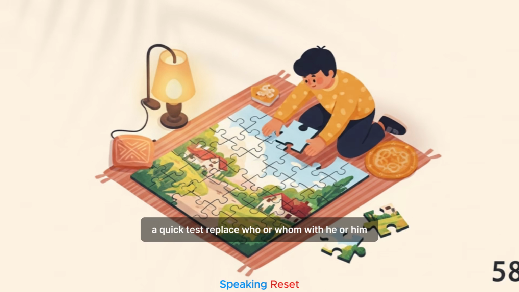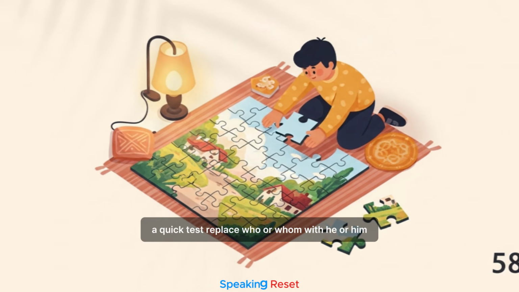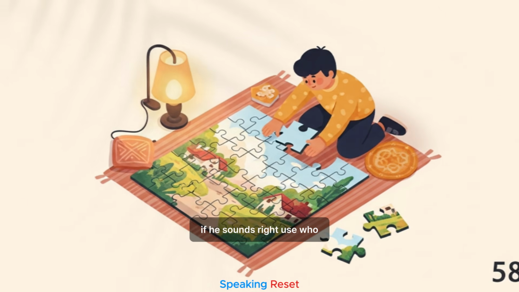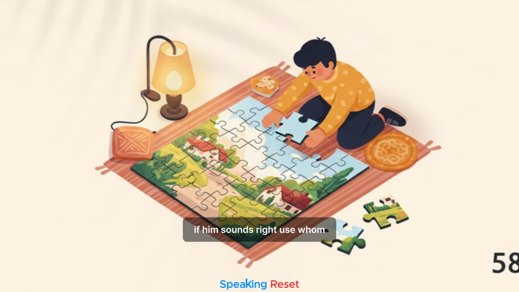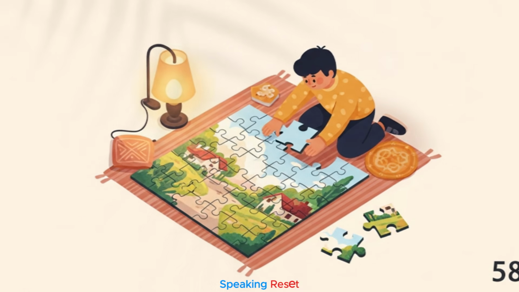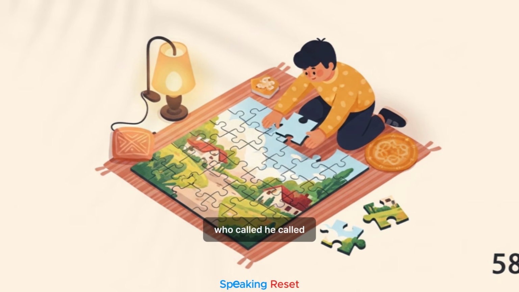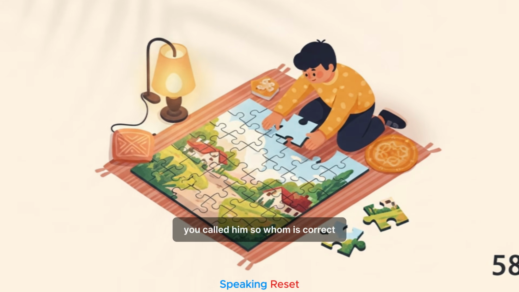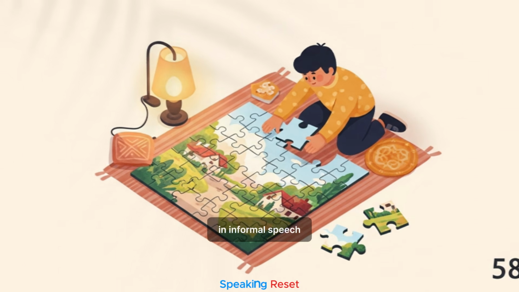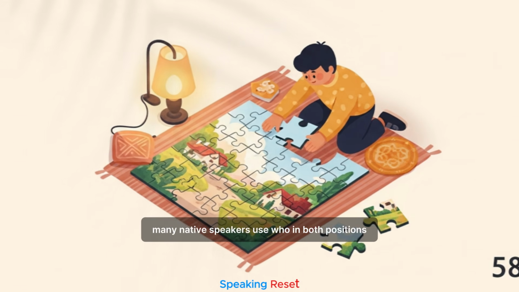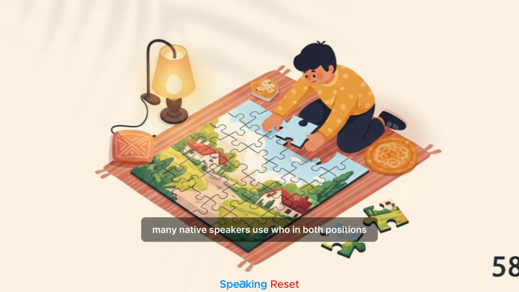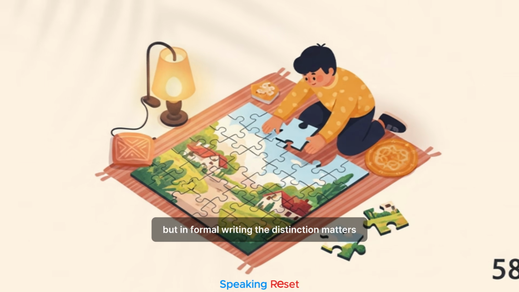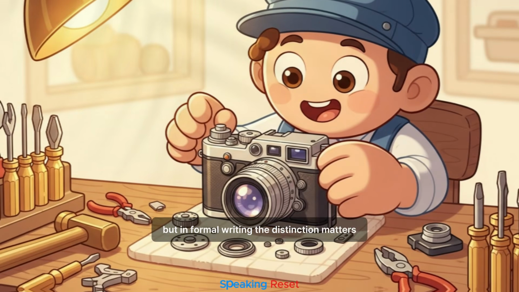A quick test. Replace who or whom with he or him. If he sounds right, use who. If him sounds right, use whom. Who called? He called. So who is correct. Whom did you call? You called him. So whom is correct. In informal speech, many native speakers use who in both positions. But in formal writing, the distinction matters.